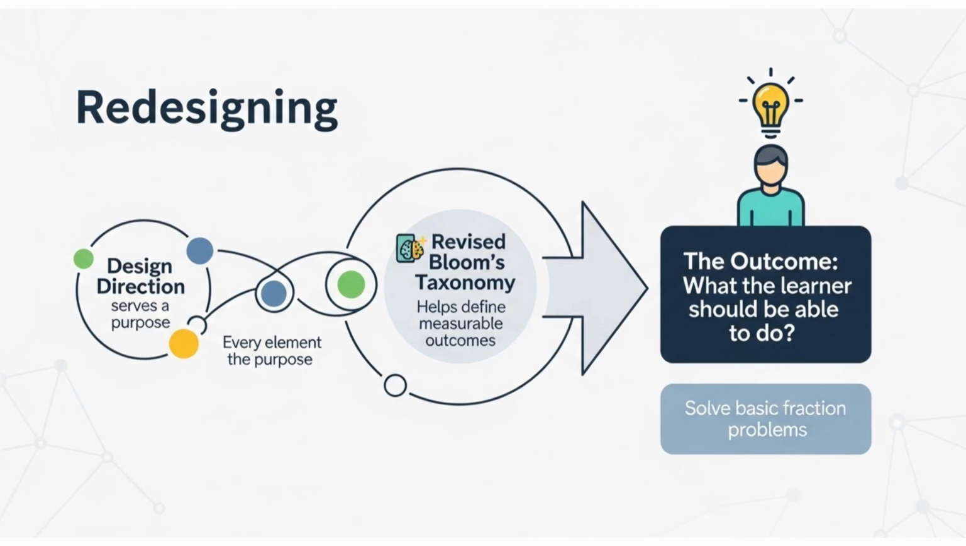Now we redesign it. The starting point changes. We begin with the outcome. What should the learner be able to do? This is where revised Bloom's taxonomy becomes useful. It helps define measurable outcomes. For example, solve basic fraction problems. Now the design has direction. Now every element serves a purpose.